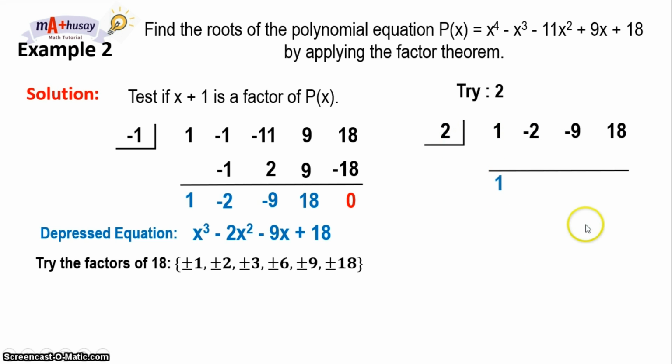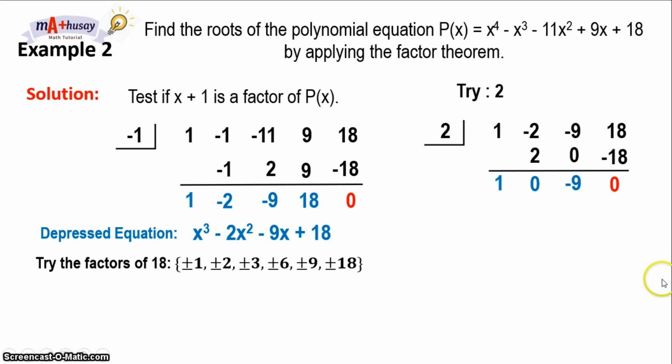So 1 times 2, that's 2. Negative 2 plus 2 is 0. 2 times 0 is 0. Negative 9 plus 0 is negative 9. Now, 2 times negative 9 is negative 18. So, the remainder here is 0. This means that 2 is one of the roots of p of x.